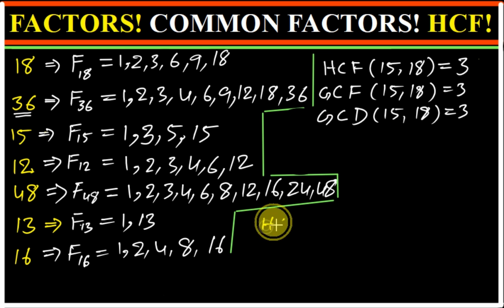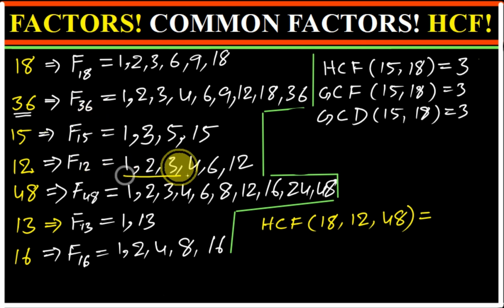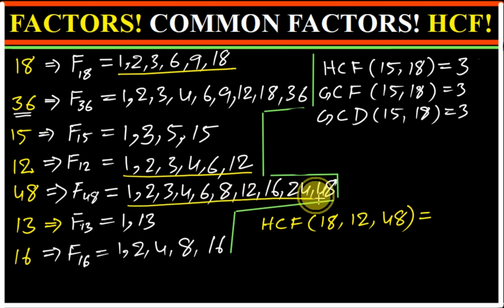Suppose we want the HCF of 3 numbers. Let's take 18, 12 and 48. What is the highest common factor of 18, 12 and 48? Now we'll see the factors. These are the factors of 12, these are the factors of 18, and these are the factors of 48.